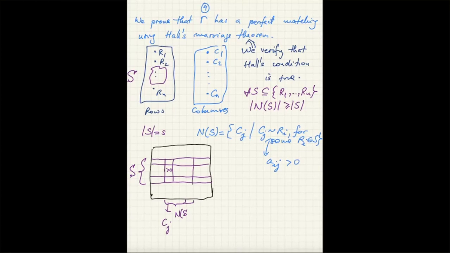But if we look at a column and we see everything is 0 in that column, it is not in N of S. So all these columns that are not in the neighborhood of S have 0 everywhere. Okay, so now what do we do? Well, we focus on this matrix. We focus on this submatrix here.